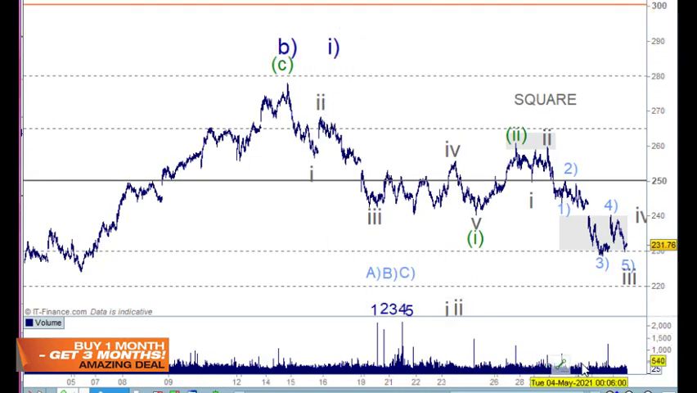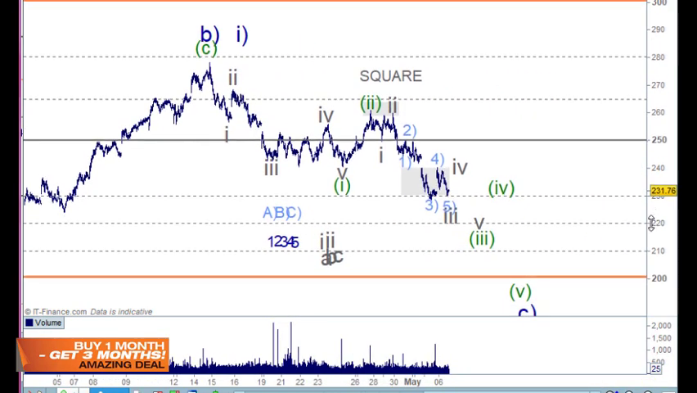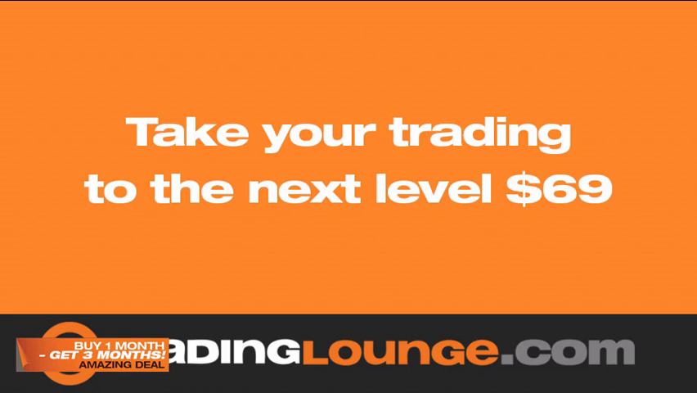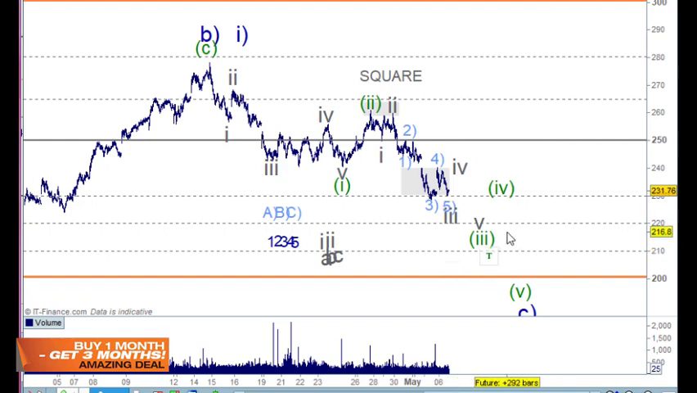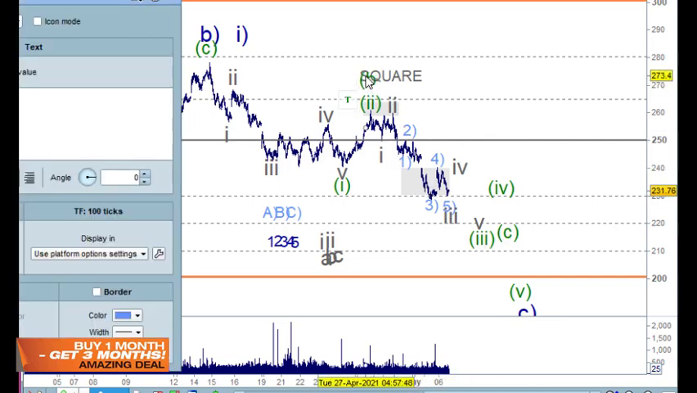Okay, so we have talked about it being wave 1, and what I haven't really made clear is that this can be wave C here as well, and that can be wave B, and this can be wave A here. So it can be an A, B, C wave here for blue wave 2.